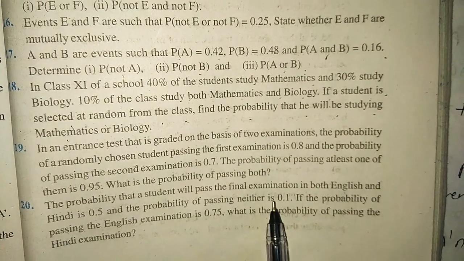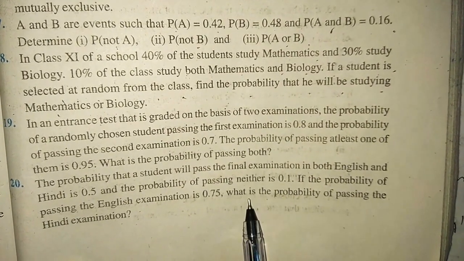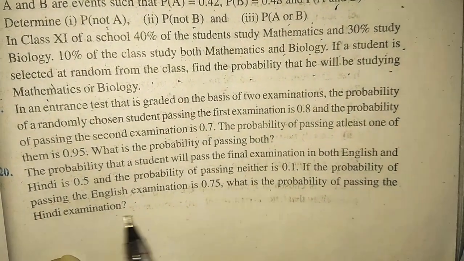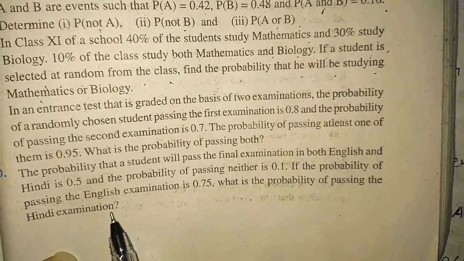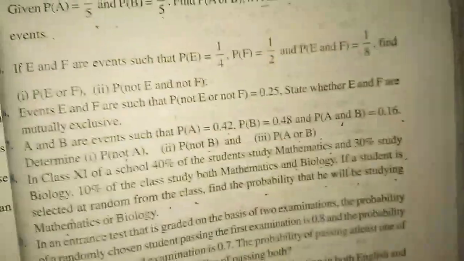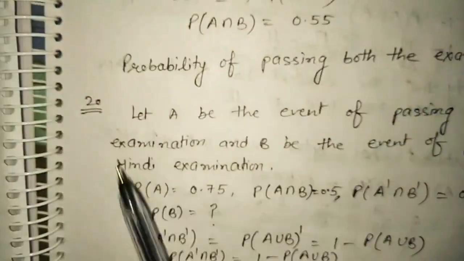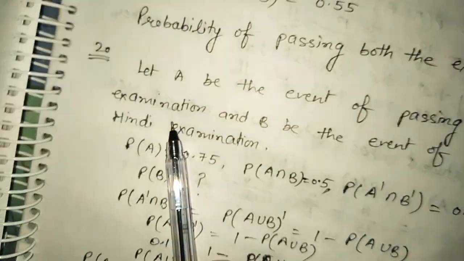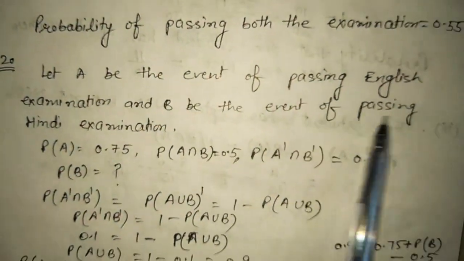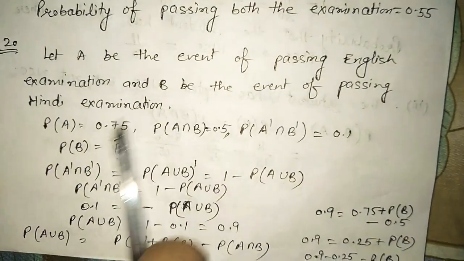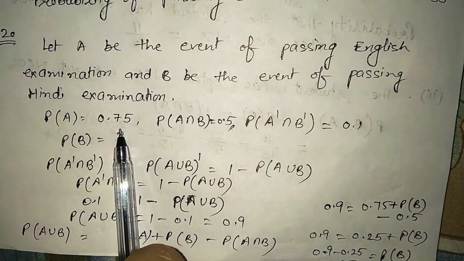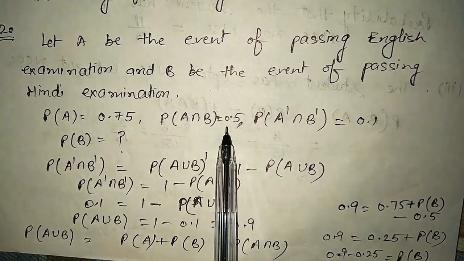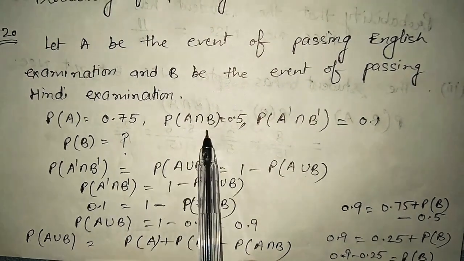That means A complement intersection B complement. What is the probability of passing the Hindi examination? It means we have to find out P(B). So look at this. Let A be the event of passing the English examination and B be the event of passing the Hindi examination. So what is P(A) here? 0.75. What is P(A intersection B)? 0.5. That is both the examinations.